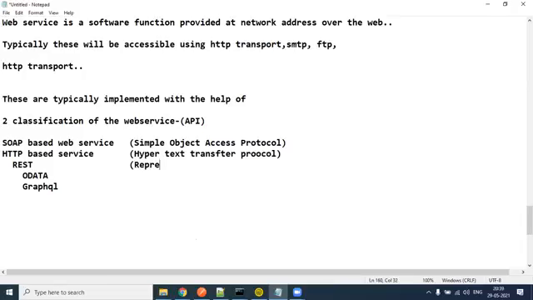Representational state transfer. Representational state transfer architecture. This is not a protocol. This REST is not a protocol. This is representational state transfer. This is an architecture which has the tendency to represent the change in the state of something with the help of certain protocols. Typically for REST, the protocol which is used is HTTP.